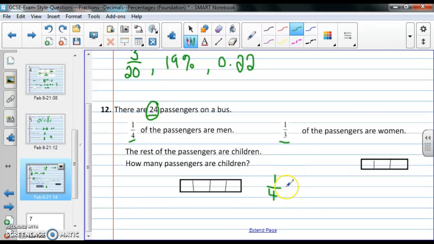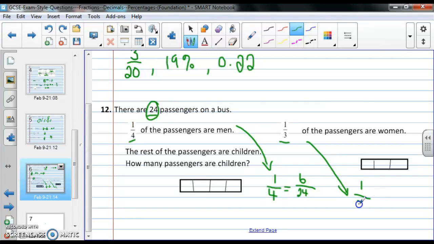Okay? Alright, so you should have paused your video, and now we're going to check our answers. So, if I want to make this a fraction out of 24, I need to think to myself, what do I have to multiply 4 by to get to 24? I need to multiply by 6. So that means I need to multiply the top by 6, so 6 out of 24. So that means that 6 out of 24 are going to be men.